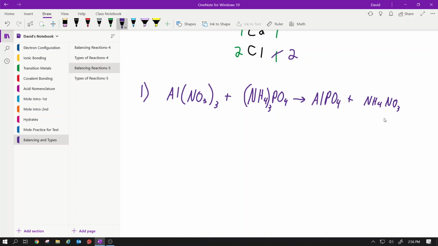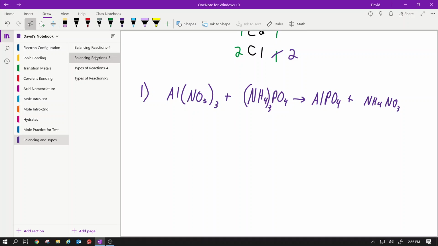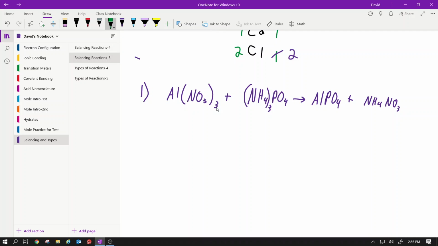Good job. Now, here's what I want to do. We need to account for these as individual atoms. So I'm looking and I'm seeing some aluminum. The struggle is real. Some nitrogen. Some oxygen. Some more nitrogen, but that still is in the same thing. Some hydrogen. And a phosphorus. All right, let's do some counting.